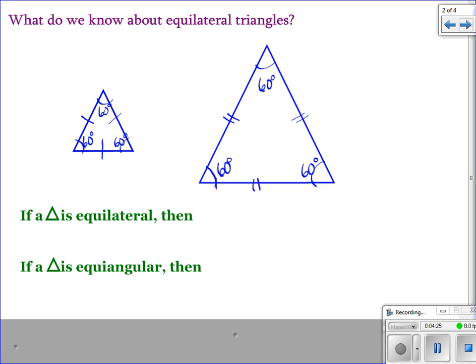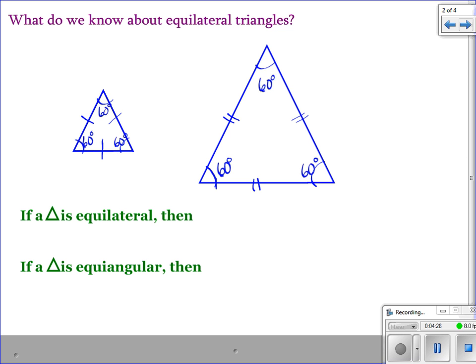It goes both ways. If it's equilateral, we know it's equiangular, and if it's equiangular, then it's equilateral. So we're going to solve some problems knowing these properties. Use some algebra. Let's look at those examples.